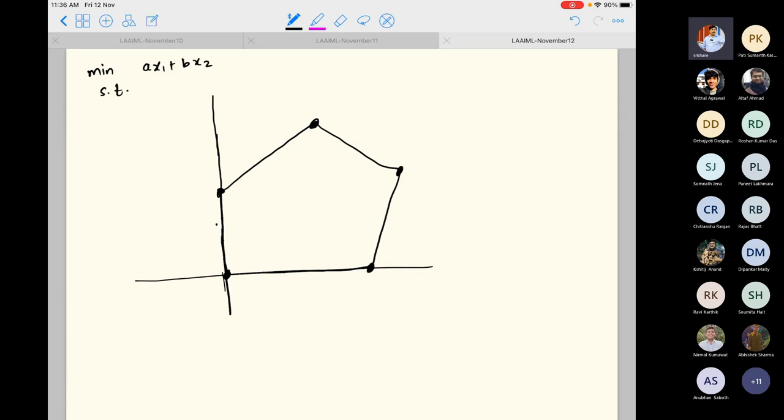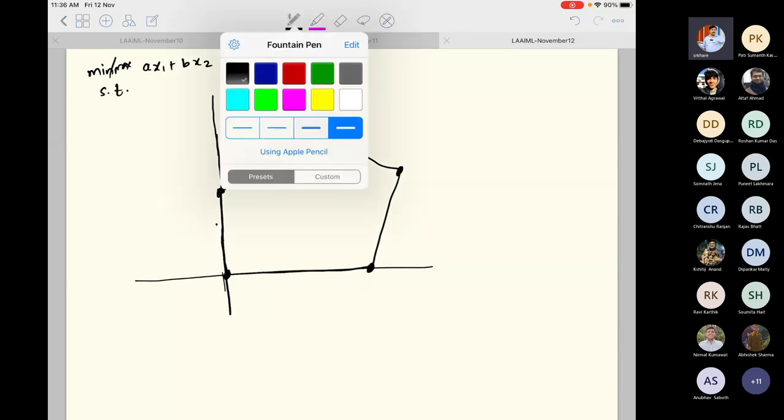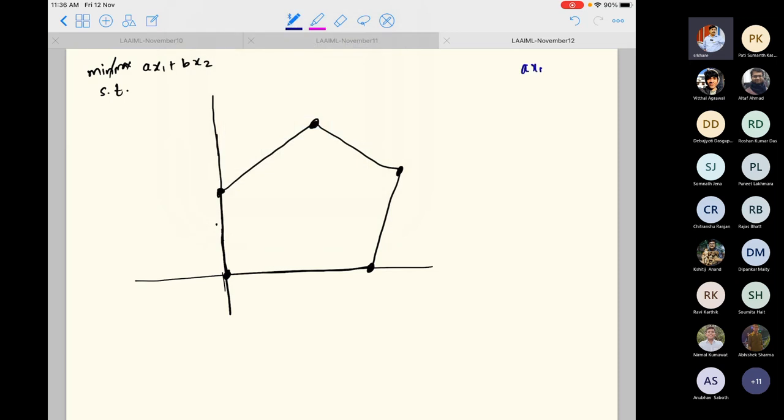Now I'm trying to find out maximum or minimum. It doesn't matter, whatever problem I'm trying to solve. I have a line ax1 plus bx2, which I'll consider to be a constant c. So ax1 plus bx2 equal to c will be some line in this particular plane. For a fixed c, it will be a line. Do you all agree?